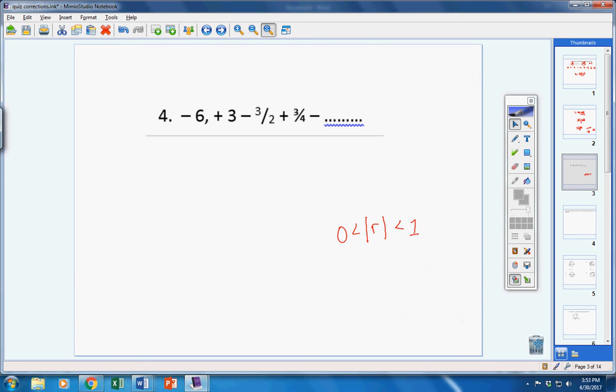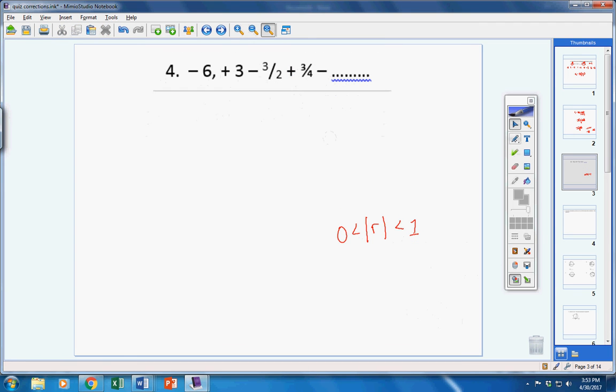So now let's go on to number 4. Let's find our common ratio. Put this over this, 3 over negative 6 is negative 1/2. Or put this over this, you'll get negative 1/2. Put this over this, you'll get negative 1/2. So the common ratio is negative 1/2. Now, what's the absolute value of negative 1/2? Positive 1/2. Is positive 1/2 greater than 0? Yes. Is it less than 1? Yes. So we can find the infinite sum.